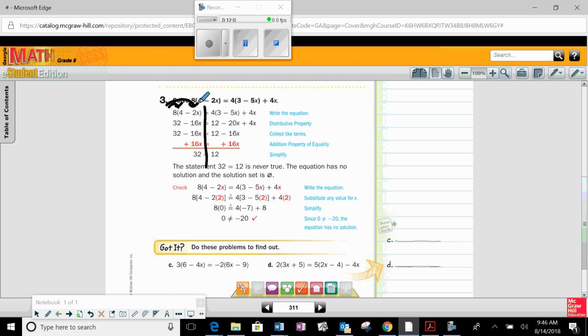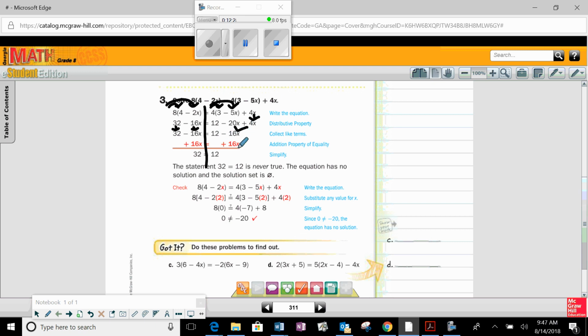Now we look on the right. 4 times 3 is 12, and 4 times a negative 5x is a negative 20x. Bring down the 4x. Go back to the left-hand side. Are there any like terms to combine? No, so we just bring it down. Moving to the right, are there any like terms to combine? Yes. Negative 20x plus 4x is a negative 16x.